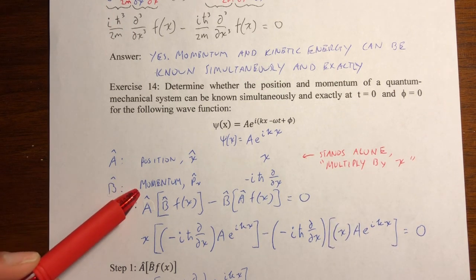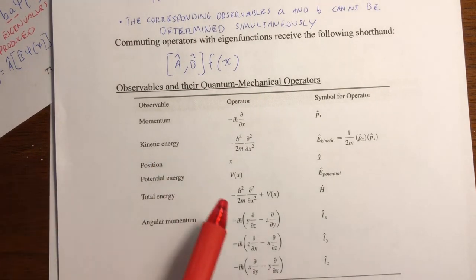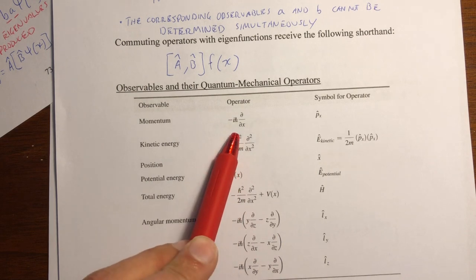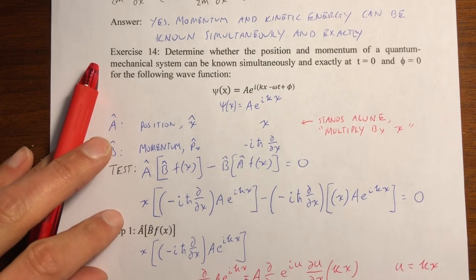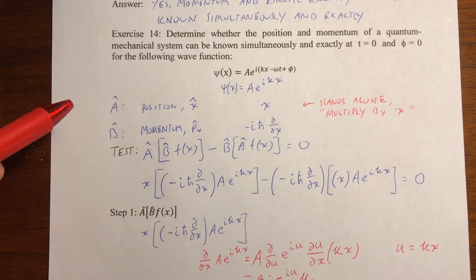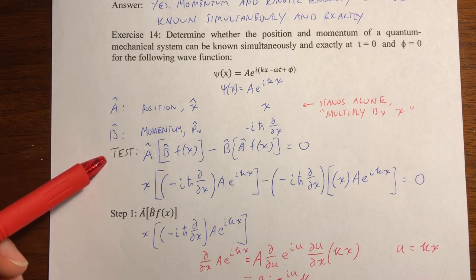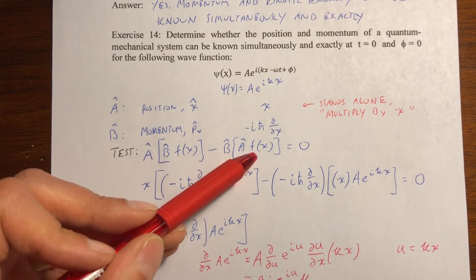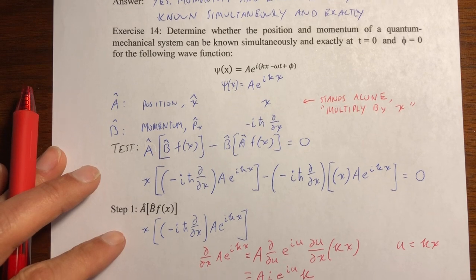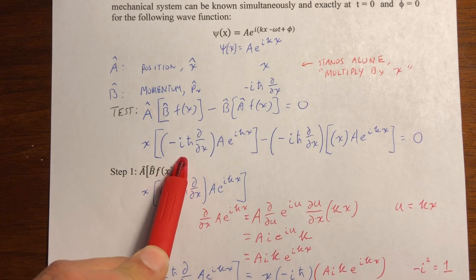For B, we have our momentum operator, p. And the momentum operator is as follows, negative i times h bar times the partial derivative with respect to x, taken from the table. And so what we're going to do to see if these operators commute, which would then give us observables that can be known simultaneously and exactly, we have to test with equation 6.1. A acting on B acting on f of x minus B acting on A acting on f of x must be equal to 0.